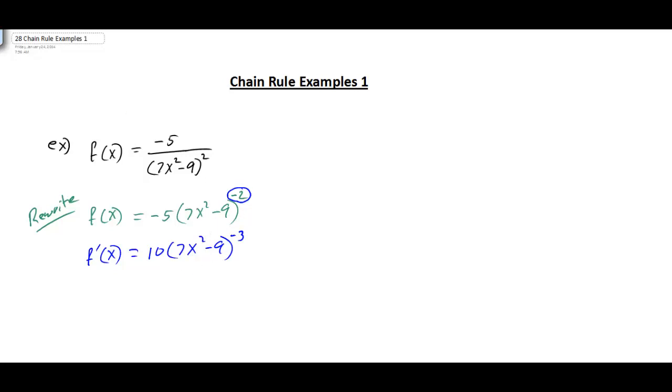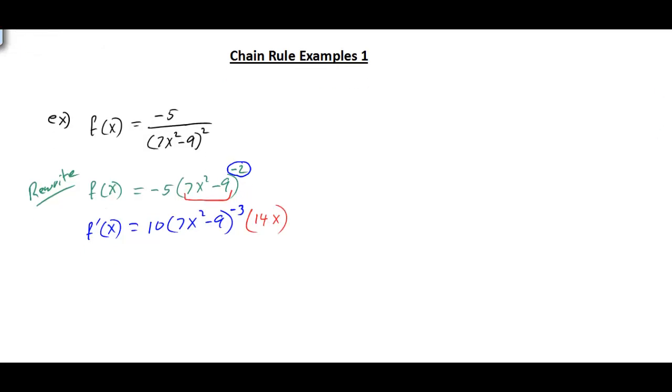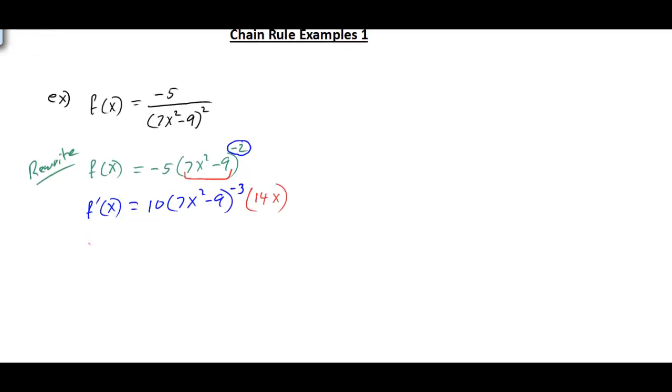Now we need to move to the inside function, and the inside function would be the 7x squared minus 9. So we're going to multiply by the derivative, which would simply be 14x. And at this point, that is your derivative. The only thing we can do from here is to simplify.